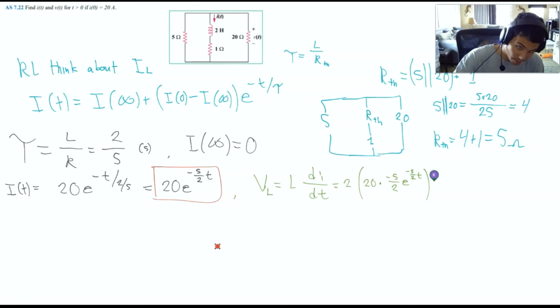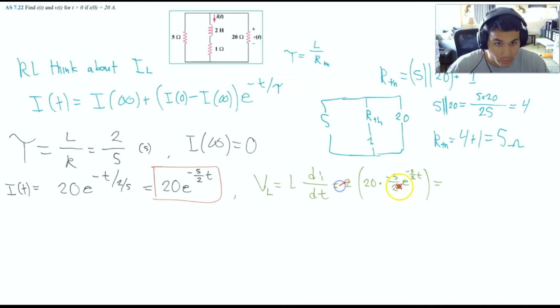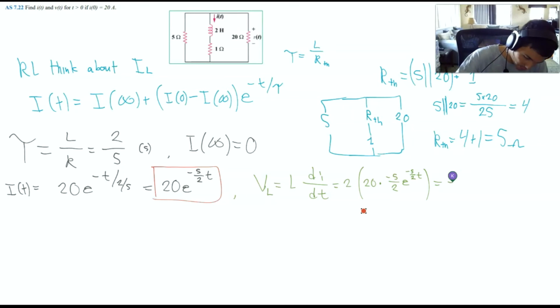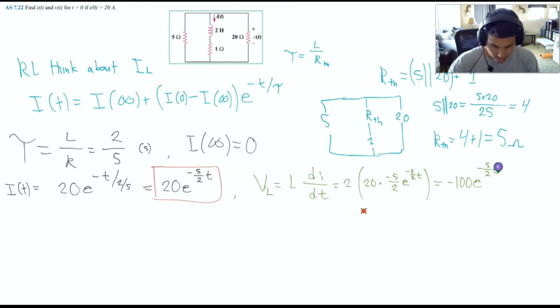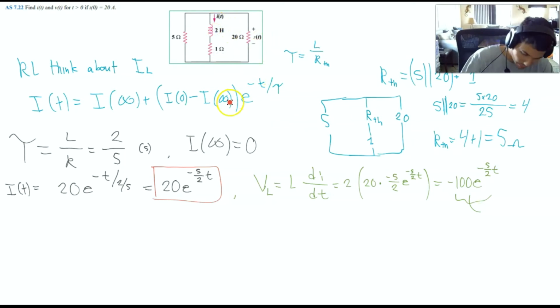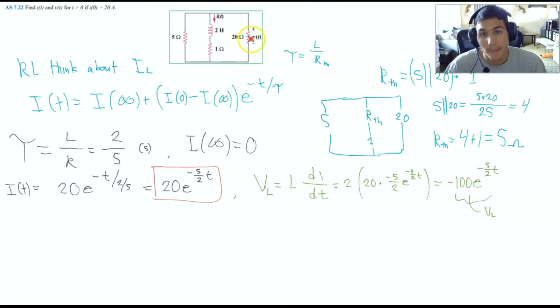Okay, and if we clean all this up, the 2's go away, and we get negative 100 e to the negative 5 over 2 t. Okay, now this is just the voltage VL. But there's a little bit more we have to do, right?